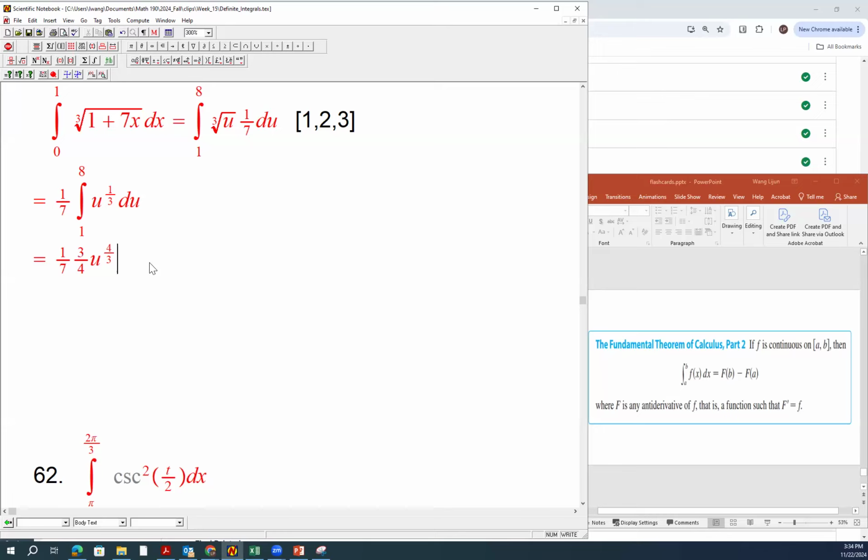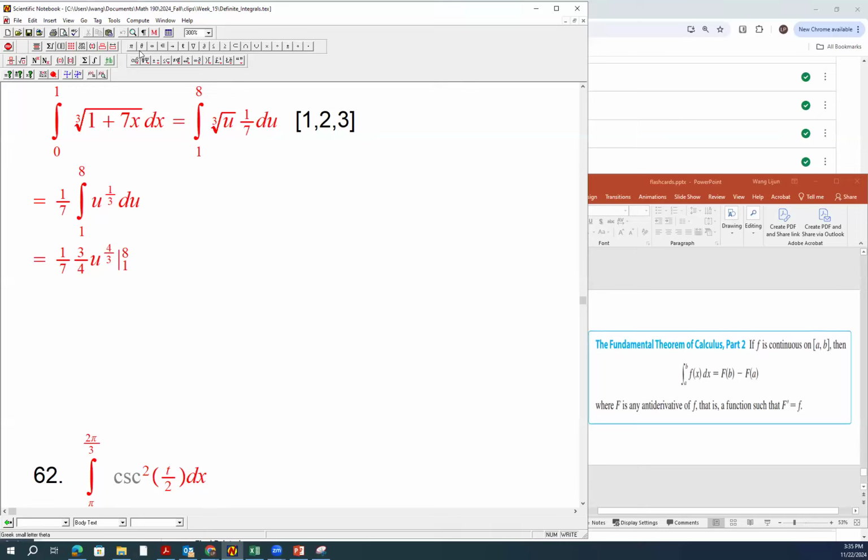Evaluate it. We're using the fundamental theorem of calculus part 2. Lower limit is 1, upper limit is 8. Just take your time. Your work actually doesn't have to be too long. You do the 1, 2, 3, in whatever order.